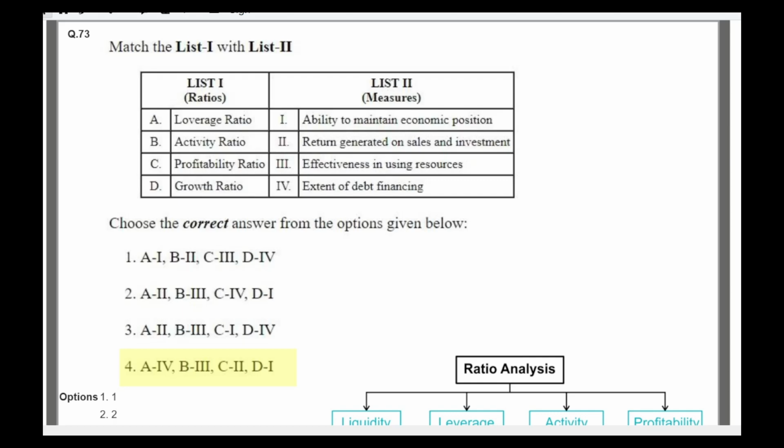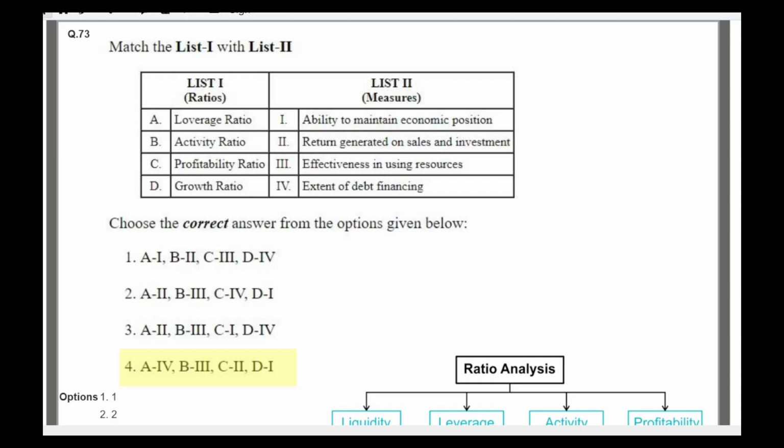C is matched with 2, and there is only one option which has C matched with 2. That is option number 4. So your answer would be option number 4. And growth ratio is the ability to maintain economic position.